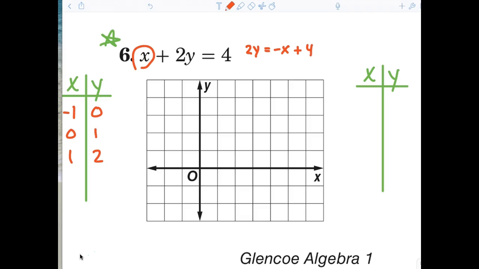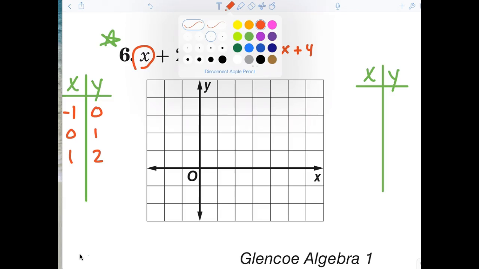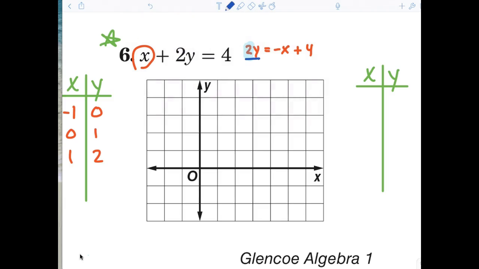Anybody have a problem? Now, the problem now is that we have a what? 2. I have to get rid of multiplying by 2. So when I get rid of multiplying by 2, I have to do what? I'm going to have to divide everything through by 2. And when I divide everything through by 2, this by 2, this by 2, this by 2, I end up with y equals negative 1/2 x plus 2. Is everybody okay with that? Again, 1 divided by 2 is what? Not 2.